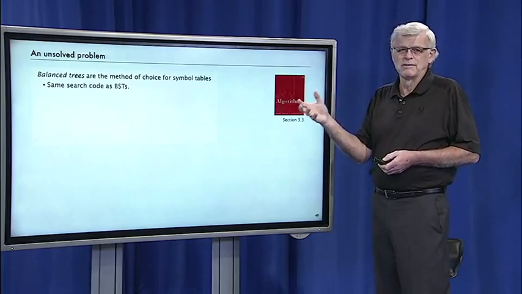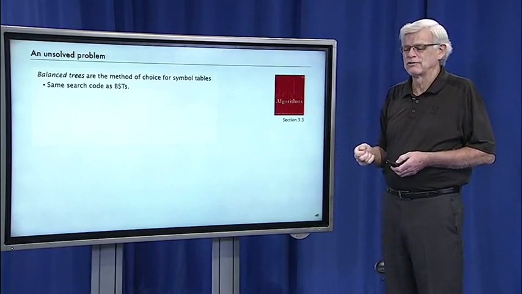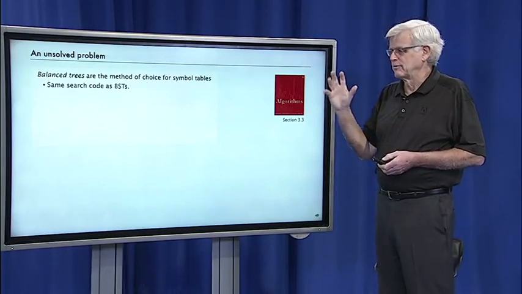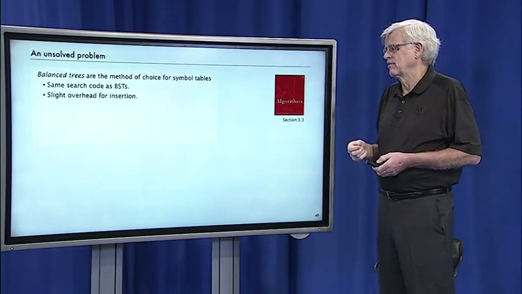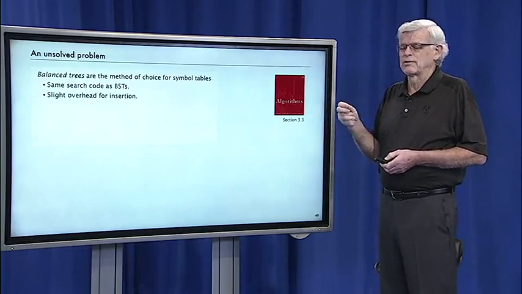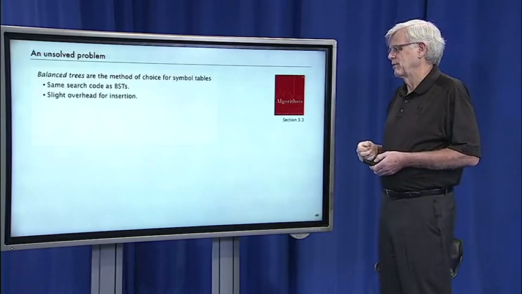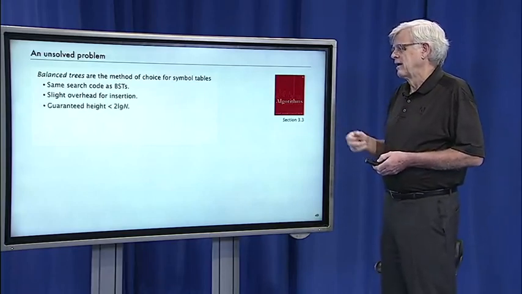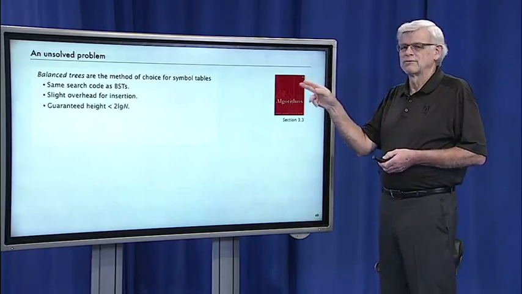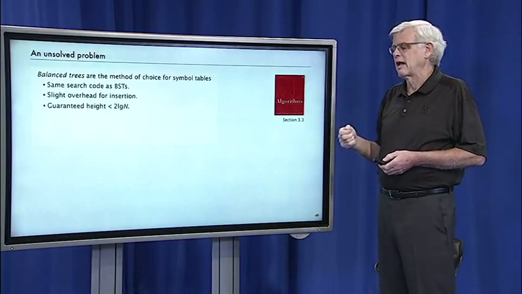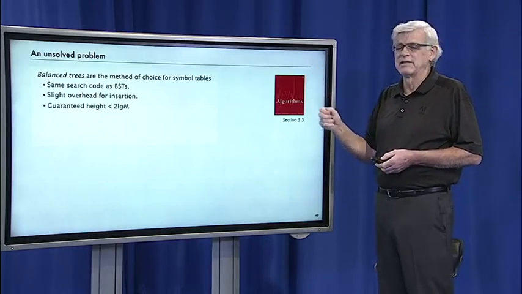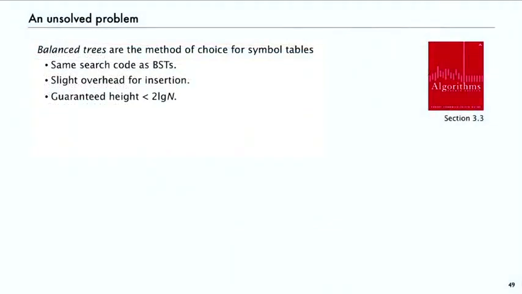In fact, you can represent balanced trees with BSTs, so much of the code is very much the same. There's only a slight extra overhead for insertion, and you can read all the details in section 3.3 of Algorithms. With that slight overhead, you can guarantee that no matter how the keys are inserted, the height is going to be less than 2 log N. So it's going to be less than twice the optimal, guaranteed, no matter what the insertion order is.